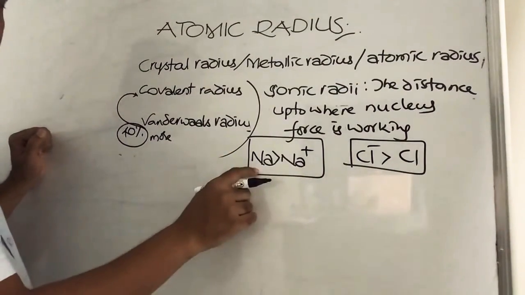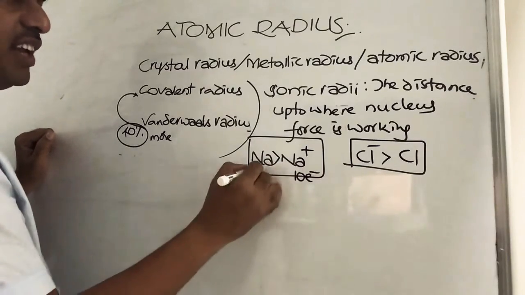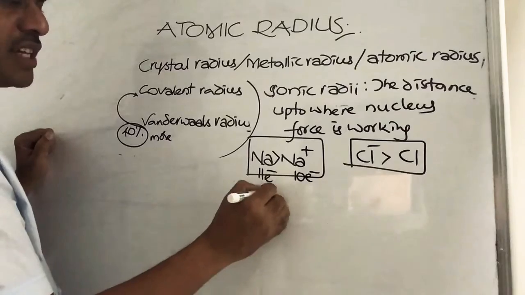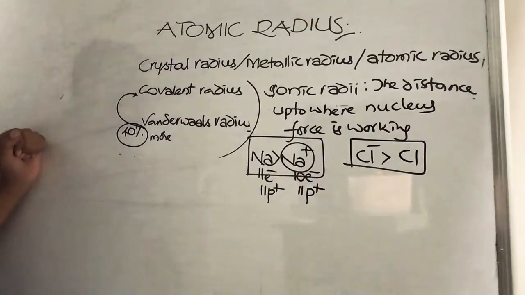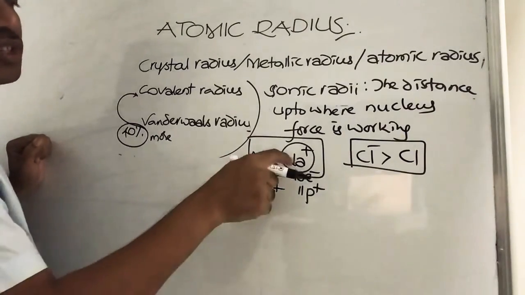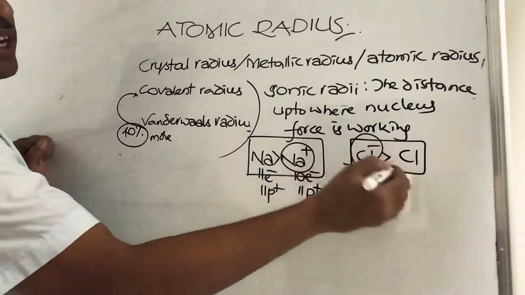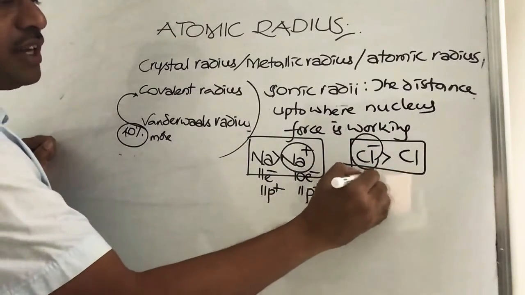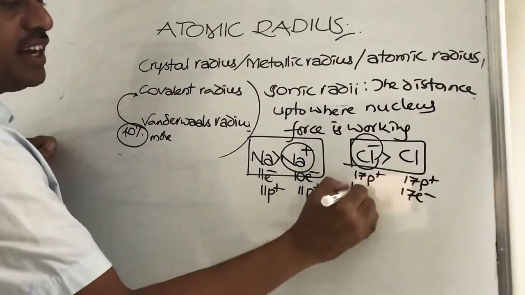Here sodium plus has 10 electrons, sodium has 11 electrons, but the number of protons is the same. So the effective nuclear charge will be more in case of sodium plus. When effective nuclear charge is more, it can attract the electrons much, so its radius will be small. And in the anion's case, for example, you see 17 protons each, but in chlorine 17 electrons are there, here 18 electrons are there.